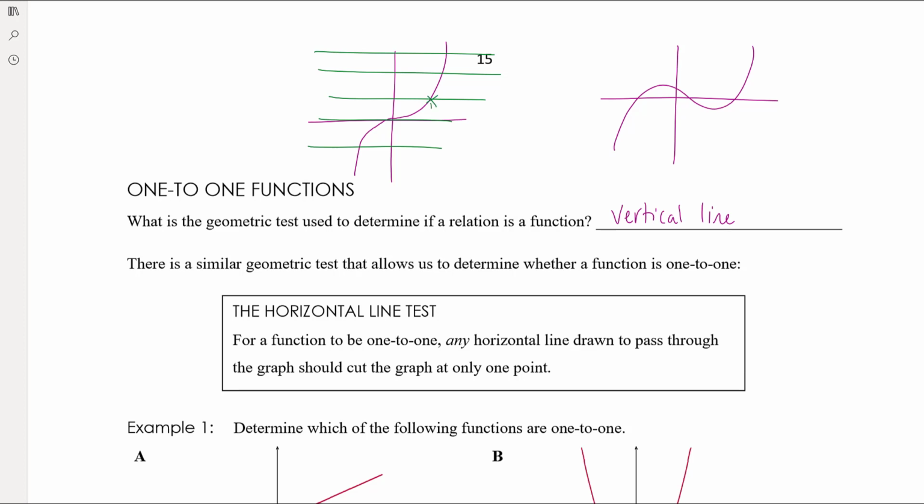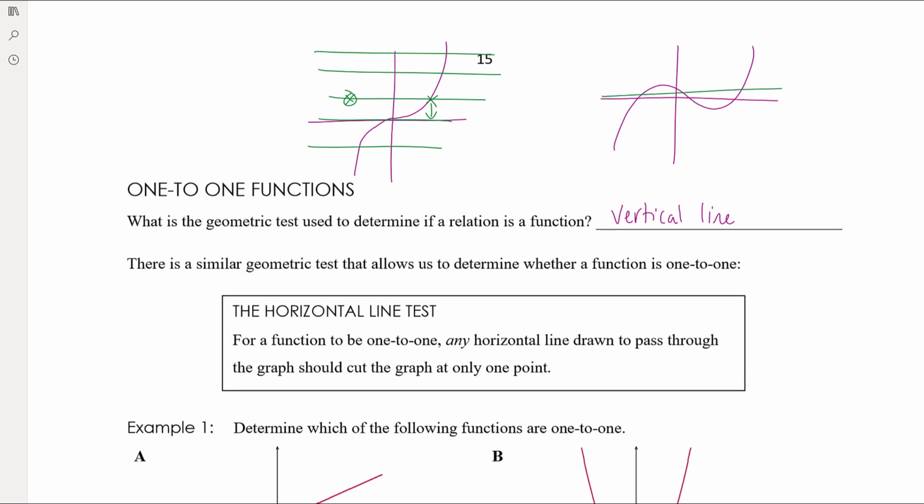Yeah, so this point has this x coordinate. There isn't anywhere else over here, for example, with the same x coordinate, because that would make it a many-to-one function, not a one-to-one function. So we're looking for horizontal lines to see whether it is. So the vertical line will tell us it's a function, then the horizontal line will tell us whether or not it is a one-to-one function. And if it's not a one-to-one function, it must be a many-to-one function.